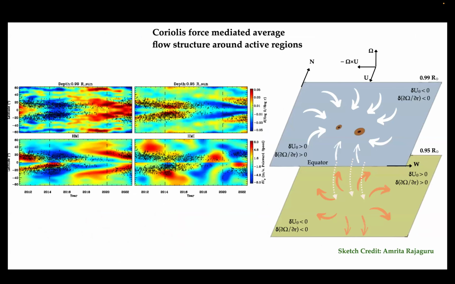So the explanation for the changes which we observe is due to the effect of Coriolis force on the flows as depicted in these pictures. Near the surface, the inflows, for example, in the northern hemisphere turn to the right, and that opposes the rotation, and that's why you see the larger gradient of rotation near the surface and the opposite at the deeper layers.